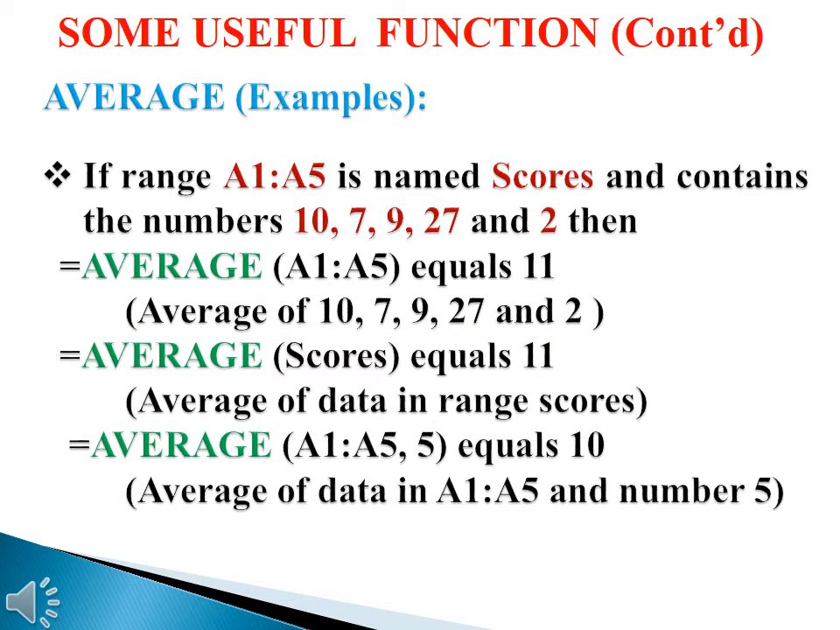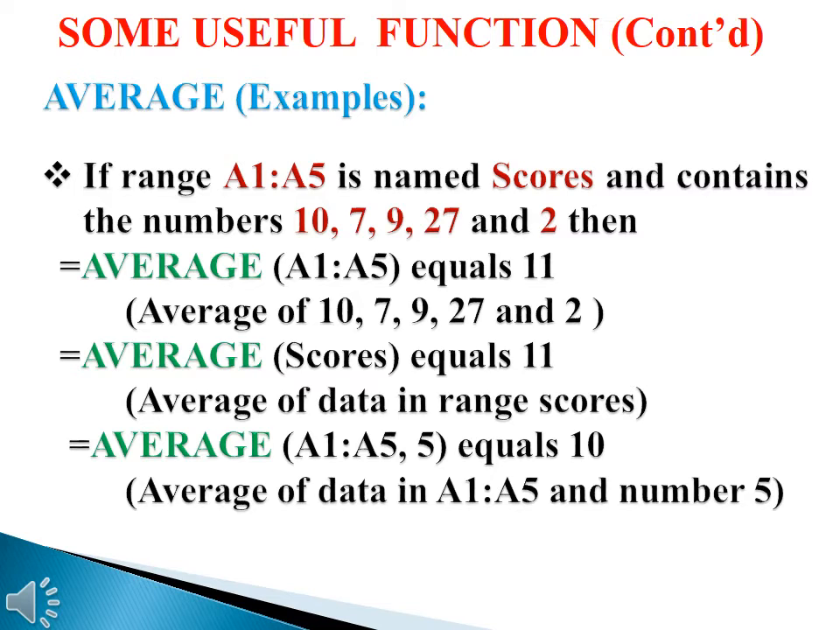Now we'll see a few examples of the AVERAGE function. If a range A1 to A5 is named Scores and contains the numbers 10, 7, 9, 27 and 2, and we use =AVERAGE(A1:A5), that means we are using all the numbers from A1 to A5, and we get the result 11. That means the average of 10, 7, 9, 27 and 2: 10 plus 7 plus 9 plus 27 plus 2 equals 55. As there are 5 numbers, we divide 55 by 5.